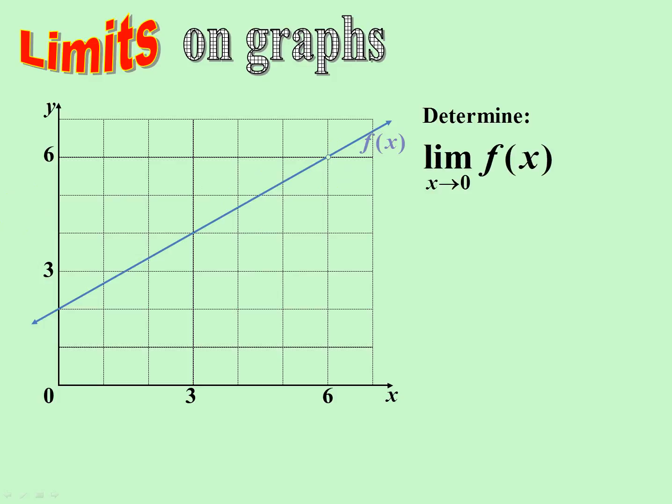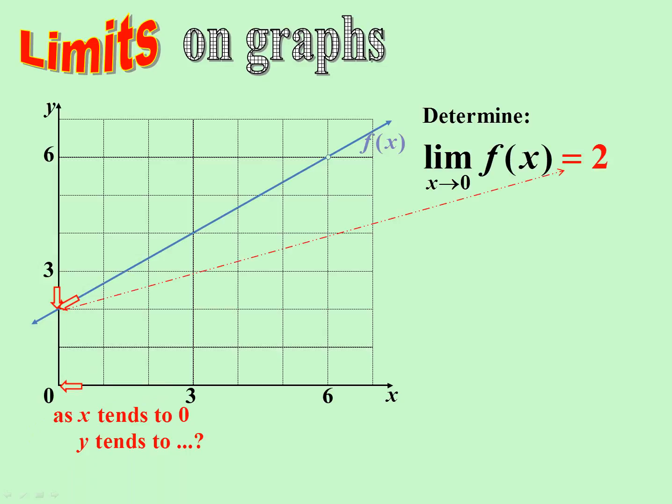Right. The limit of f of x as x tends to 0. So there we are, x is going to go towards 0. Means we're going to go along there, which means the y value is going to go down. There we are. So what's y going towards? 2.